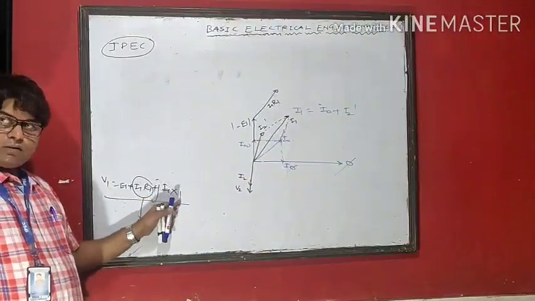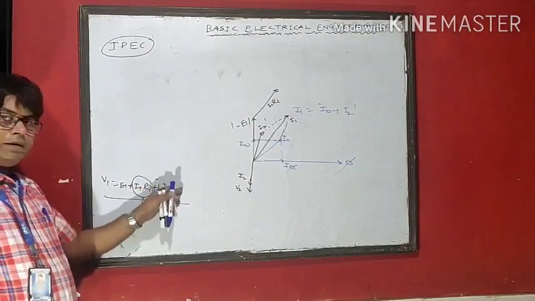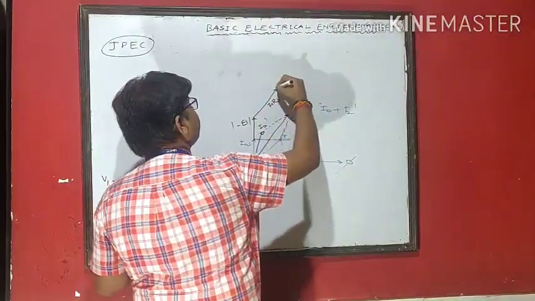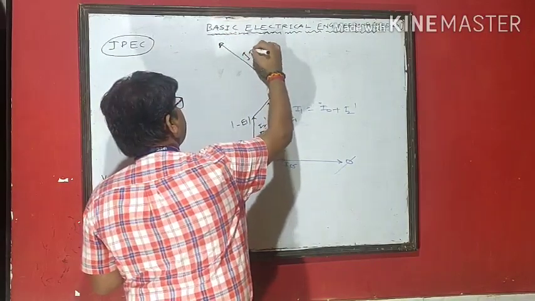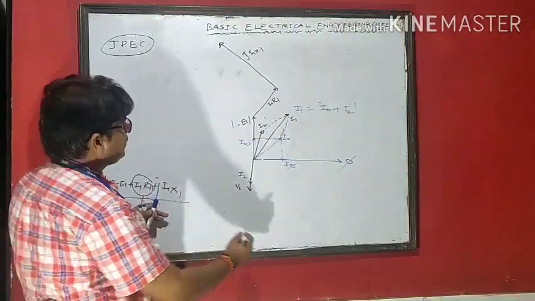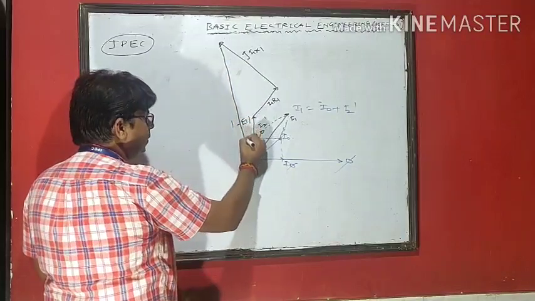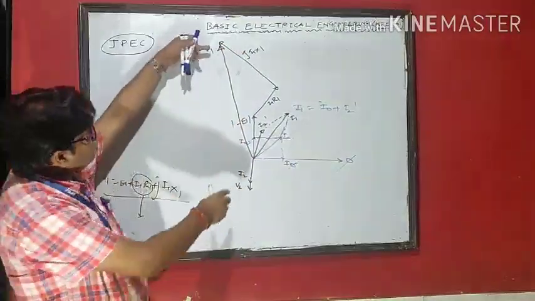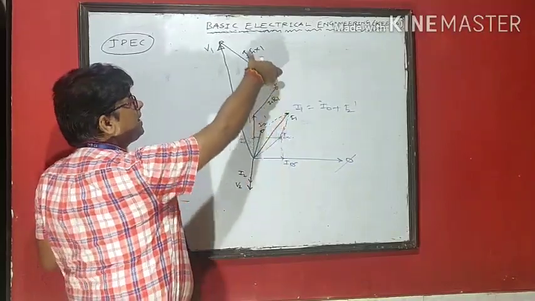Next, j I1 X1. That means in case of reactance, it is 90 degrees from the current. For this line, the 90 degree of this is j I1 X1. Okay, so this is your resultant, this is your V1. The V1 equals E1 plus I1 R1 plus j I1 X1.